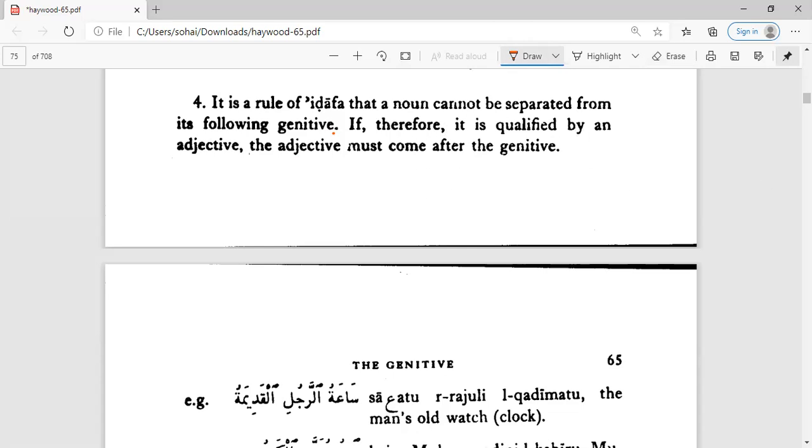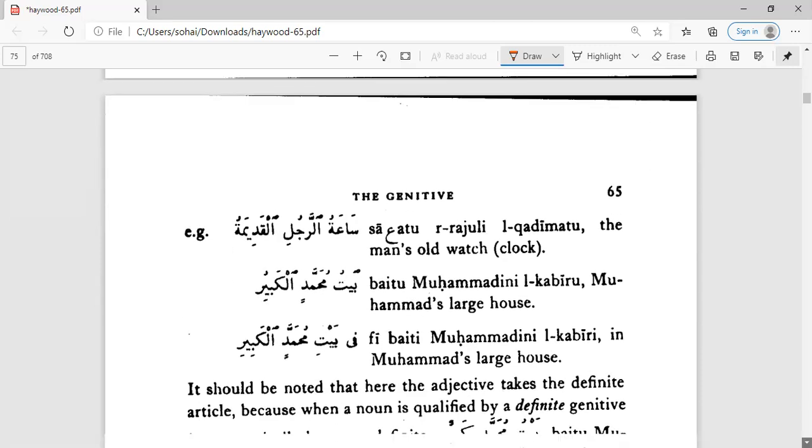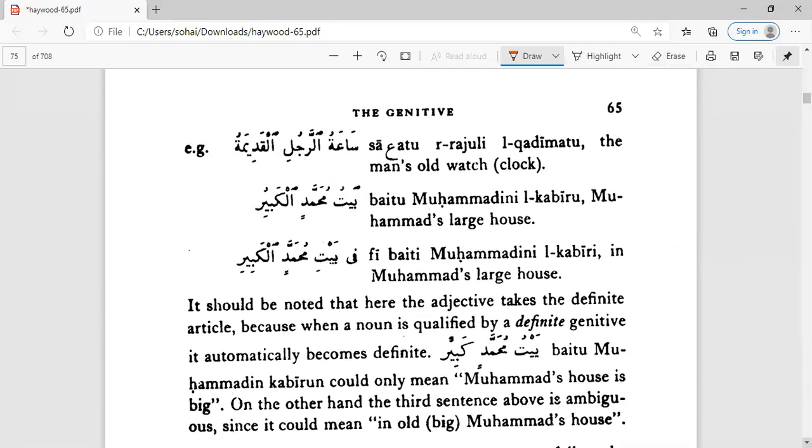Okay, this is what we've done. This rule we learned before. Can something come between mudaf and mudaf ilayhi? Can an adjective come between them? No. An adjective must always be after. So I don't think I need to spend too much time here. I think I understand this.